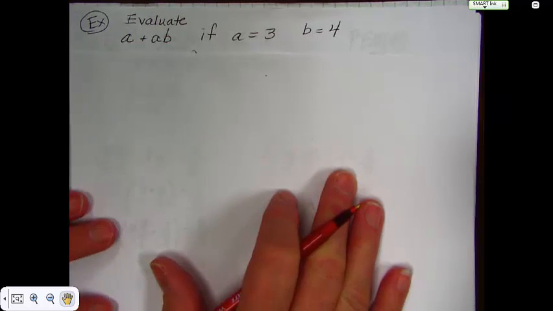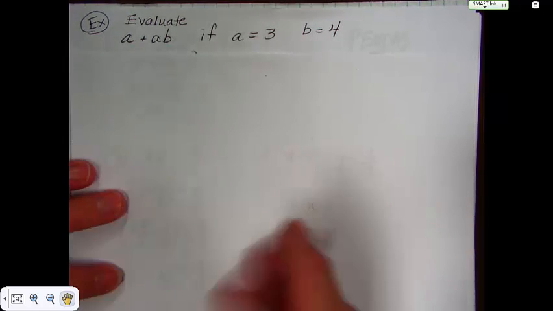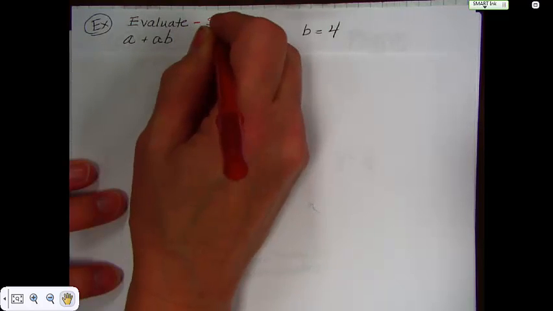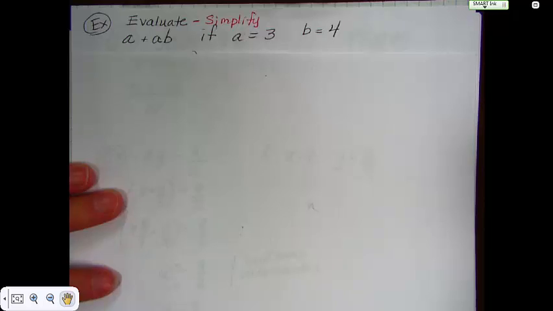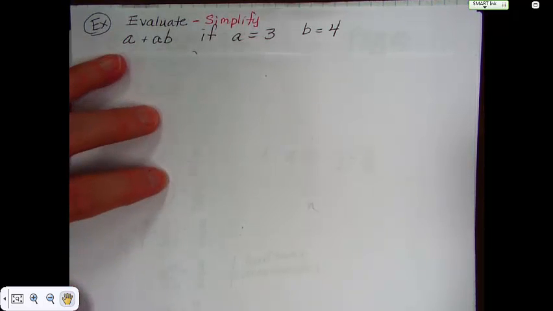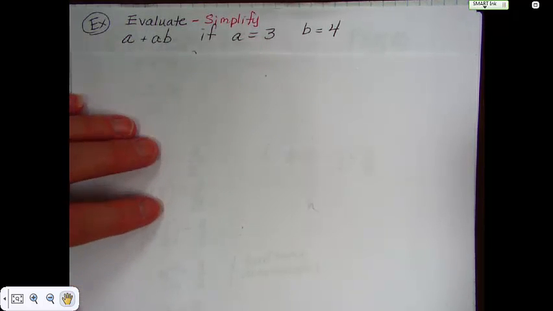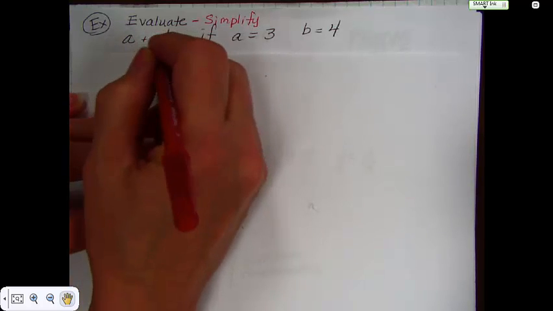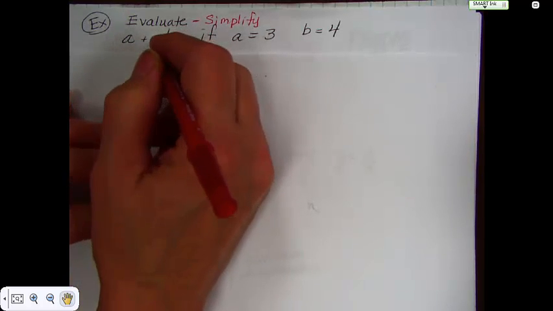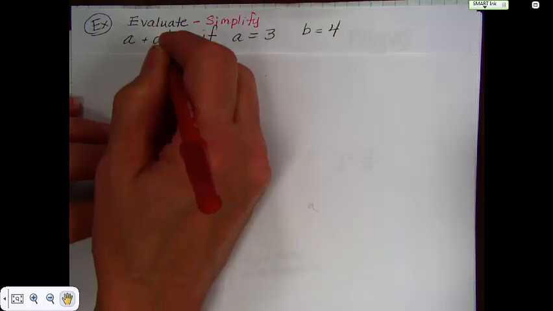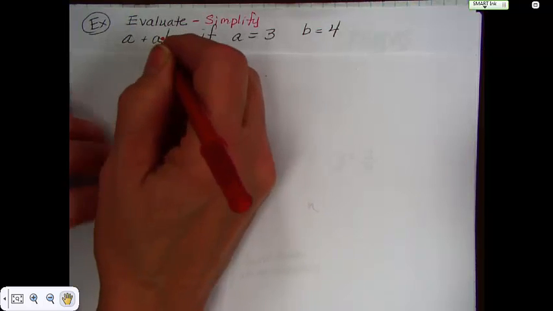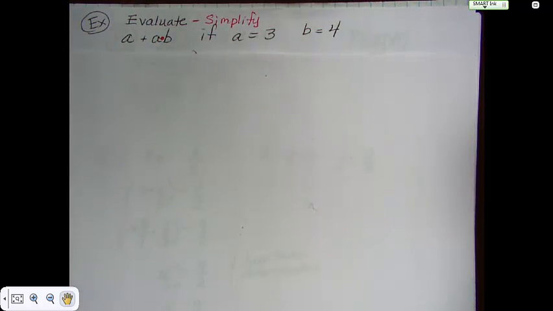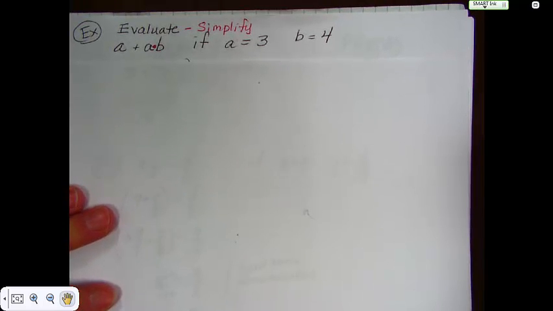Okay, this says evaluate. Now, a lot of people say evaluate. They might even say simplify. Both of them mean the same thing. Evaluate the expression a plus ab. And remember, if they have 2 variables together like that, it does mean multiplication, even though you can't see it. See, there's that magical disappearing multiplication sign there. Okay? If a equals 3 and b equals 4.